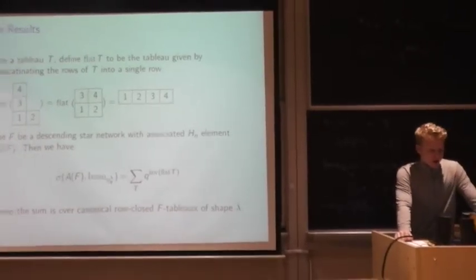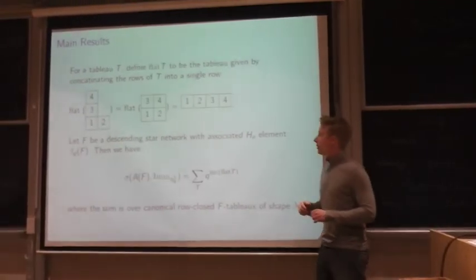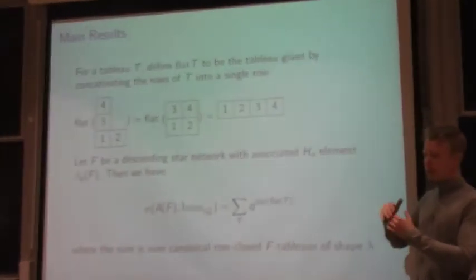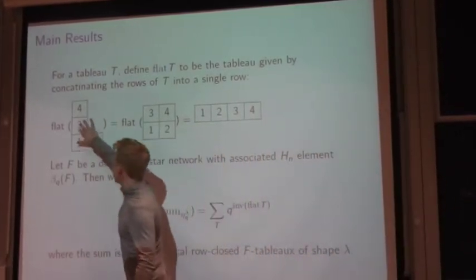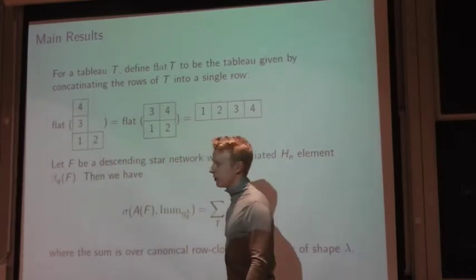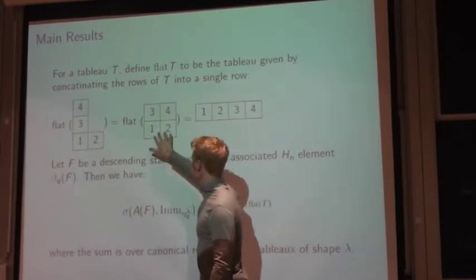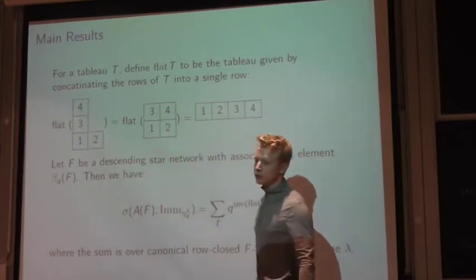Well, we need one little definition here. We're going to define the flattening of a tableau to be the tableau given by taking your original tableau T and putting all the rows next to each other. So if we take this one and flatten it, we'll just take 3 and put it down here, and 4, put it down there, and end up with 1, 2, 3, 4. And the same thing would happen to this tableau. We take this row, put it here, and we get 1, 2, 3, 4.